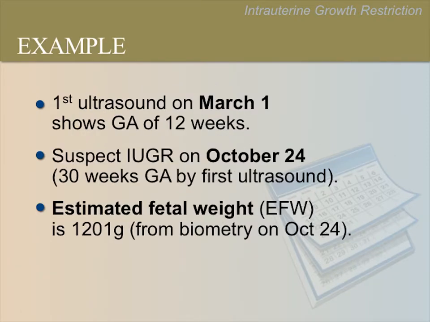Let's look at an example. Assume we did our first ultrasound on the 1st of March, which determined the gestational age to be 12 weeks. Then, on the 24th of October, we begin to suspect IUGR. The fetus is now 30 weeks based on our first ultrasound. We collect our biometry measurements and estimate the fetal weight to be 1,201 grams.